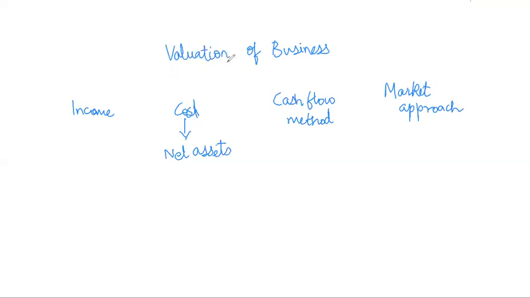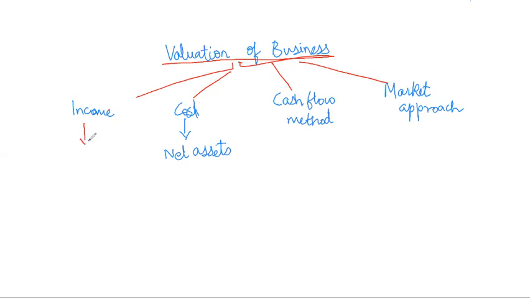Okay. What are the four ways of valuing the business? One is the income approach, the next is the cost approach, third is the cash flow approach, and the fourth is the market approach. So, under each of these categories, we'll briefly discuss what it is all about.